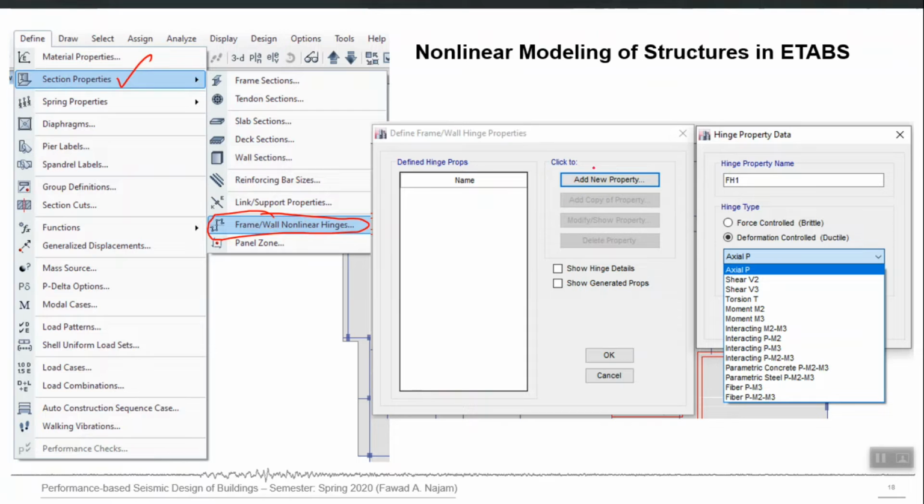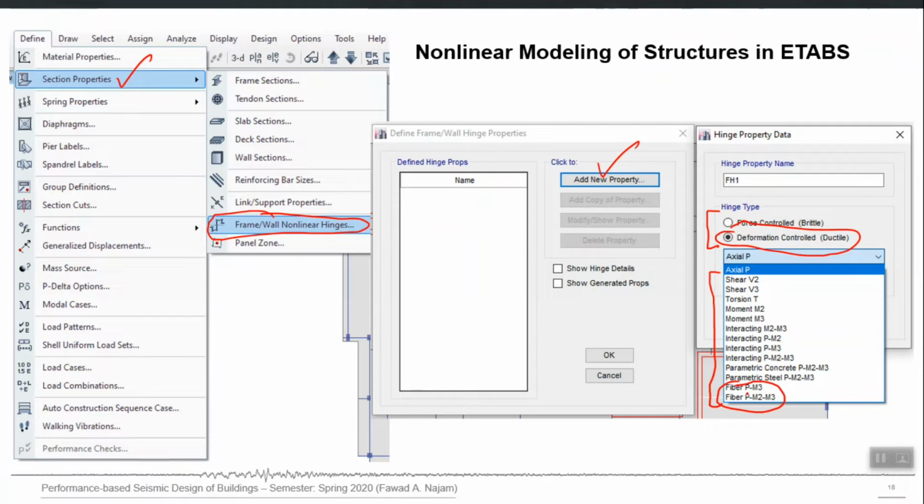then you add a new property. Then you will first have to select whether it is a force control hinge or a deformation control hinge. So I'll directly show you what is the difference, but let me first discuss deformation control hinges. If you check that and open that list of available hinges, you will see that there is a whole list of hinges available. The last two are actually the fiber hinges.